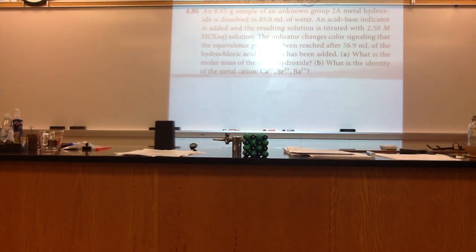Okay, so an 8.65 gram sample of an unknown group 2A metal hydroxide is dissolved in 85 milliliters of water. An acid-base indicator is added and the resulting solution is titrated with 2.5 molar HCl. So when you see the word titrated, that simply means both of these are going to be solutions. They're just mixed together. We did that in chemistry 1.